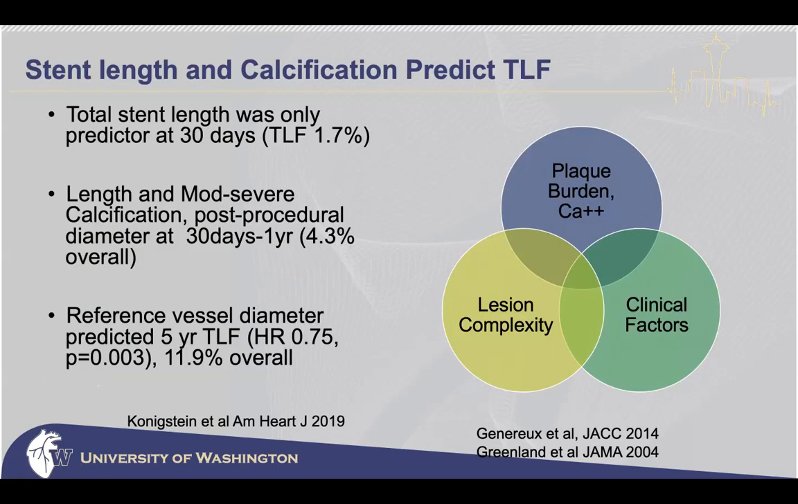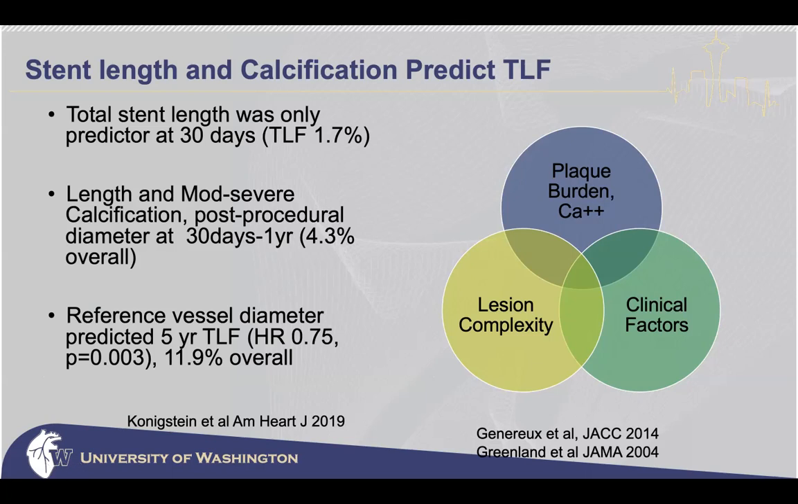So we know that stent length and calcification predict target lesion failure. This has been seen in a few different registries. Here's one data set from Ziadoli and others in a recent look from last year, where they found that total stent length was actually the only predictor at 30 days, whereas we had others, including moderate to severe calcification, the post-procedural diameter looking at 3 days to a year, with reference vessel diameter being the technical factor observed at 5 years of TLF.